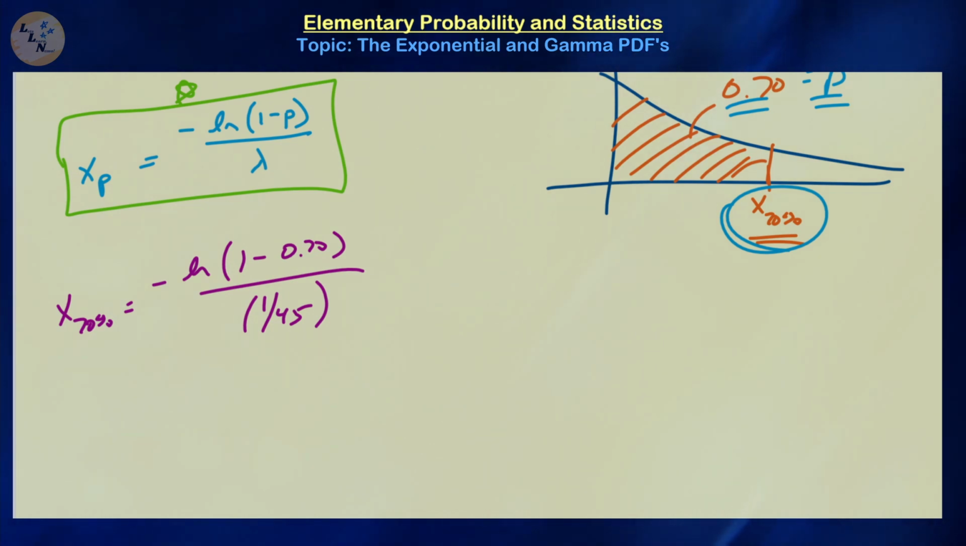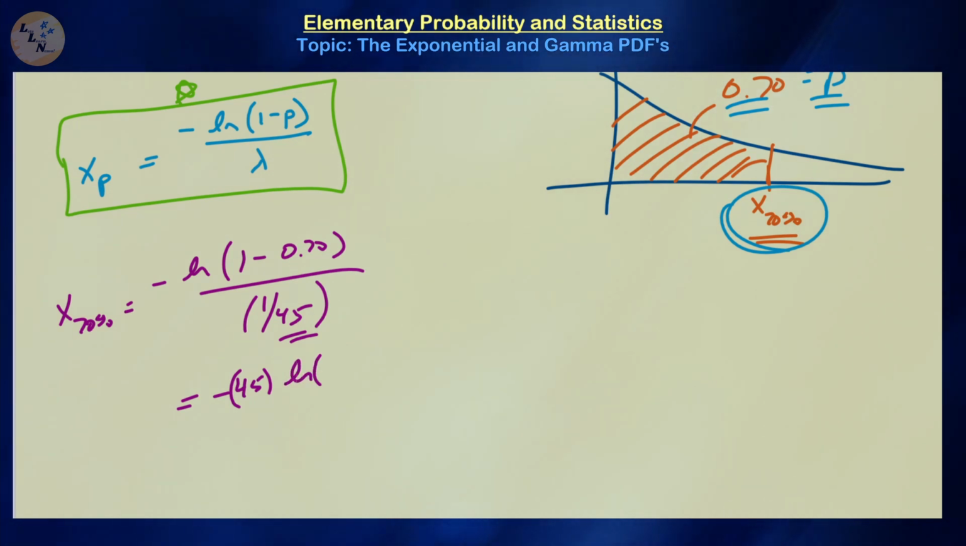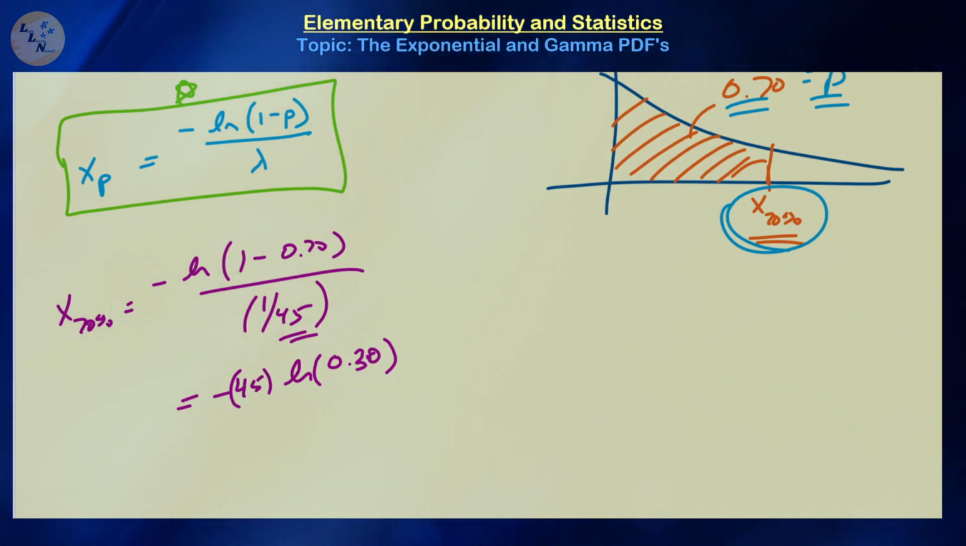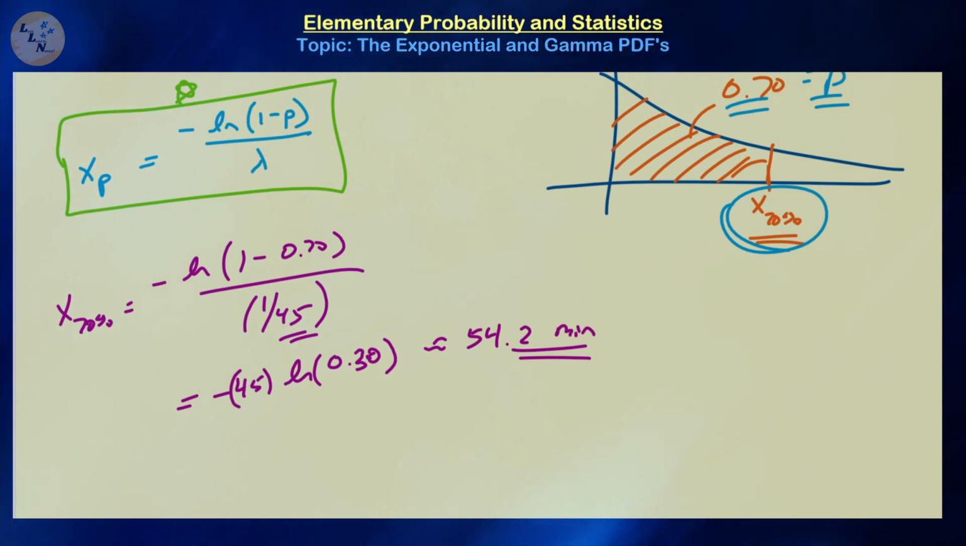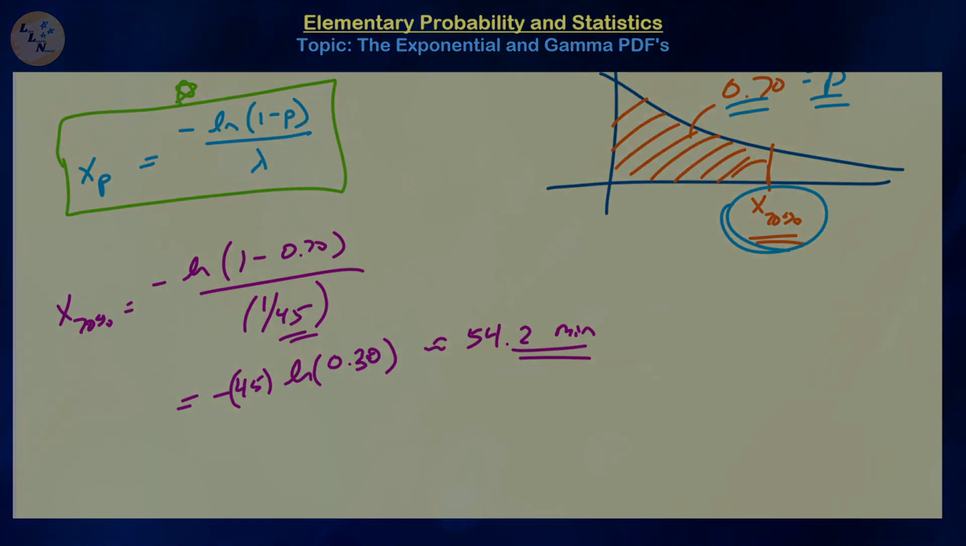So what's that going to be? That's going to be equal to negative 45, because we have a fraction on the bottom, times the natural log of 0.30. Remember, the natural log of any number between 0 and 1 is always going to be a negative number, so they're going to cancel out, and then you're going to have approximately 54.2 minutes. So that means 70% of all people who shop in this grocery store usually spend at most 54.2 minutes shopping there, right? And that is how you can calculate any percentiles and also the medians of an exponentially distributed random variable. Now let us look at another distribution that's closely related to this one.